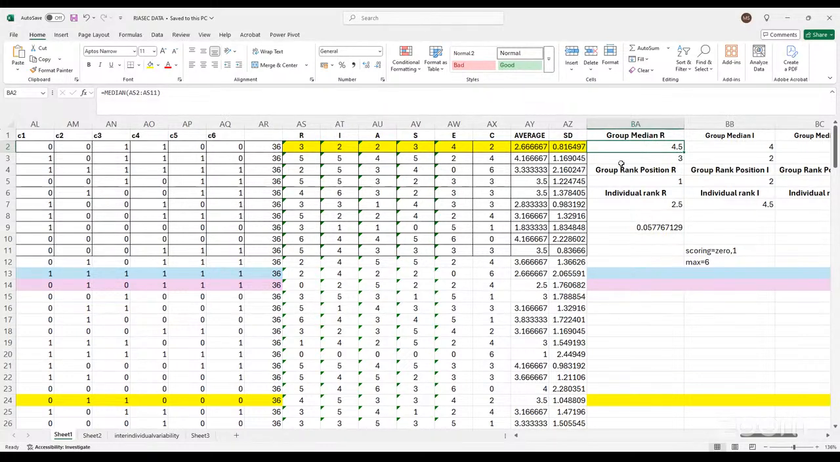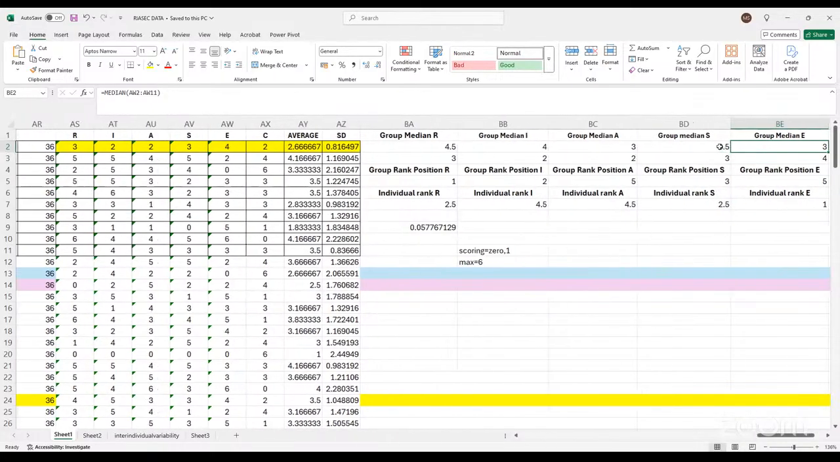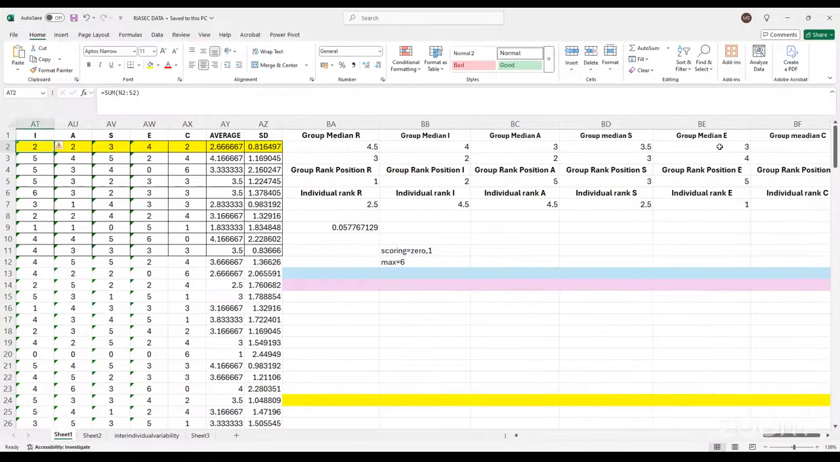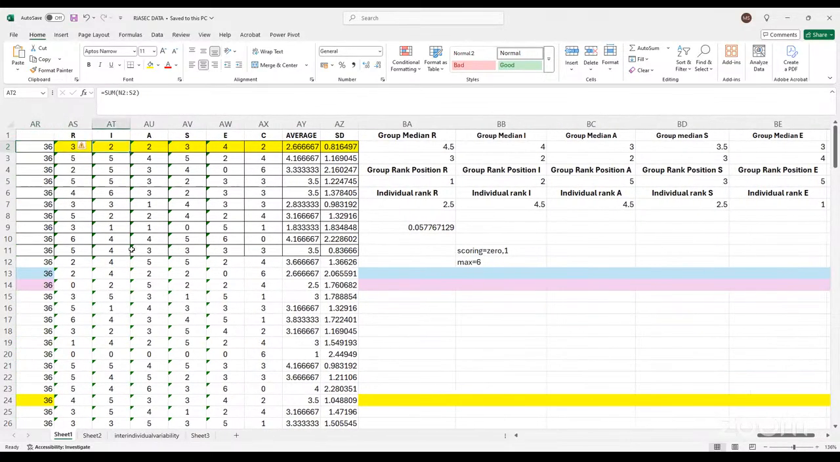And what was the formula? The formula was this, AS2, AS11. Because this is R, this is the group median R. Now the group median I. The same formula applies for all the other groups. So for I, this is the column. You have to see all the I's. So here is the formula.